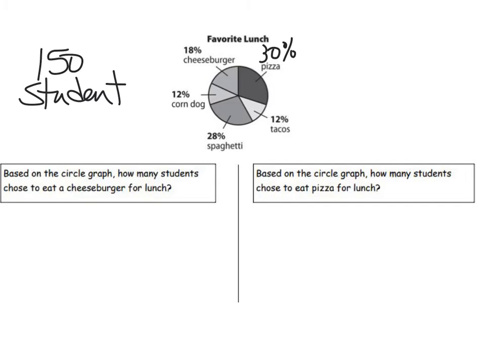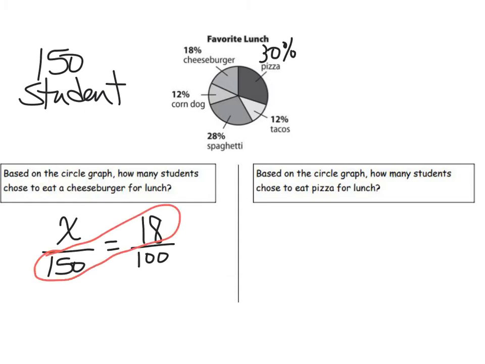Okay, now what we're going to do, I know the total is 150 students. I know that I have to have 100% because that represents the total. And then because they're asking for cheeseburgers, I'm going to put 18% there. So we're looking for the part. So again, you do cross products. So we're going to multiply 150 times 18.